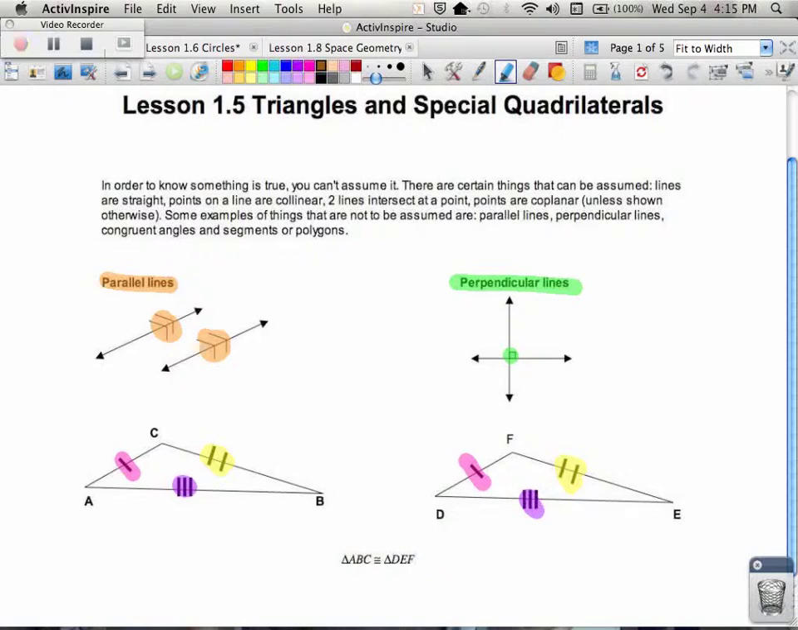So these two triangles down below I can say are congruent because the markings indicate that. And in a triangle, if you have three sides matching up, that would be okay. Special kind of postulate for triangles.